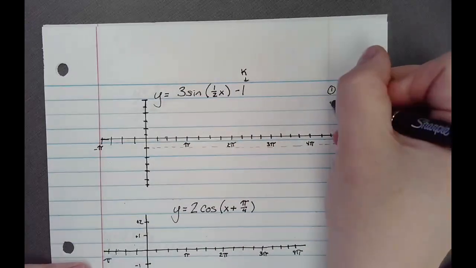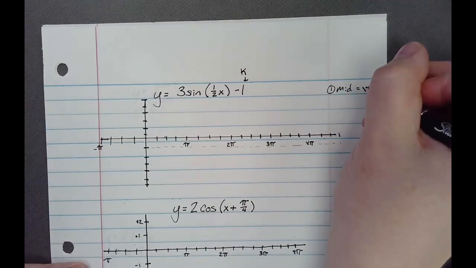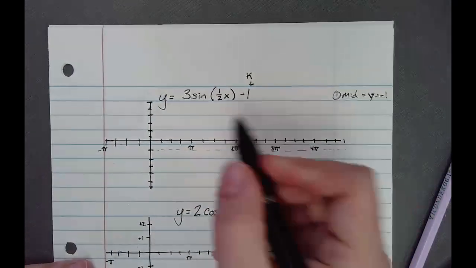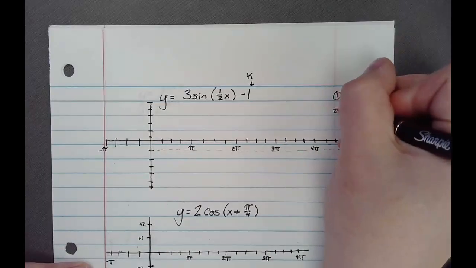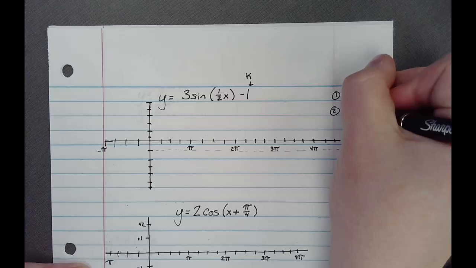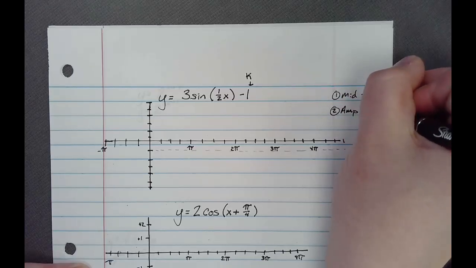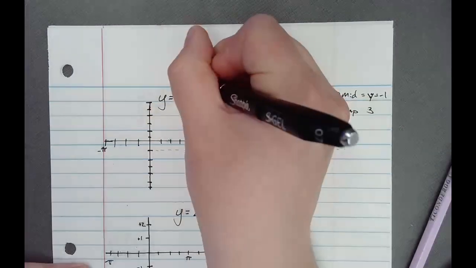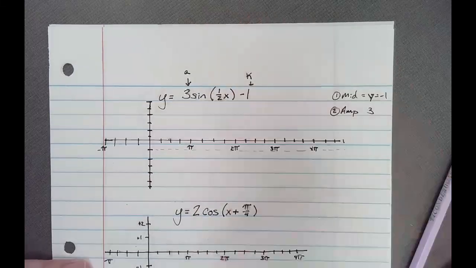Once we know our midline, it's at y equals negative 1 in this case, then I like to use my amplitude to help me figure out the bounds of my graph. How high and how low is it going? In this case, my amplitude is 3, because it comes from our a value.